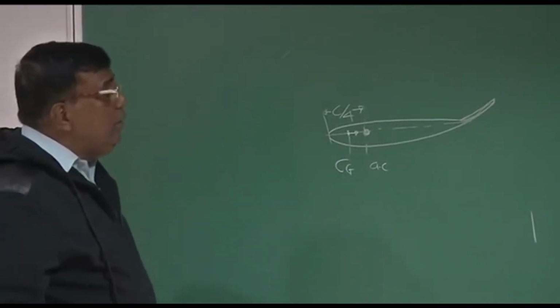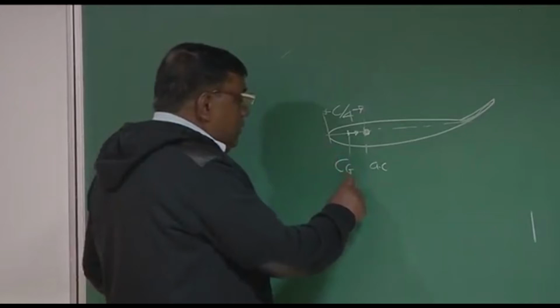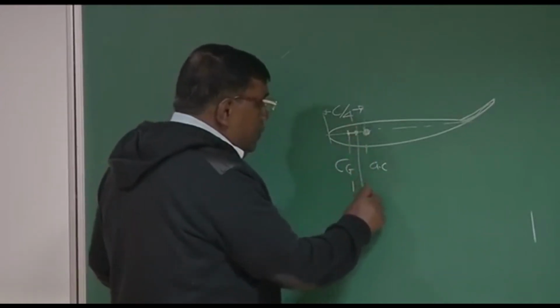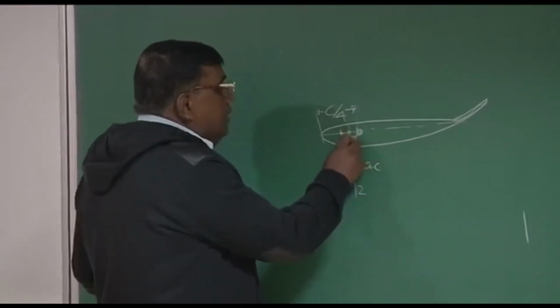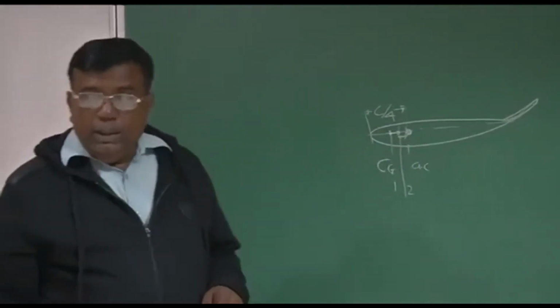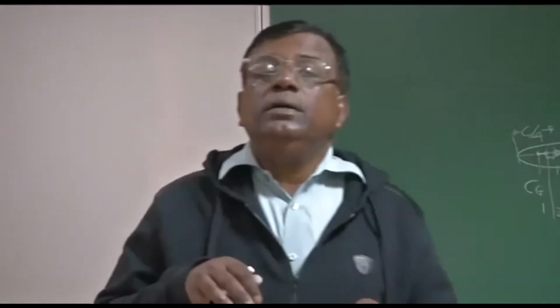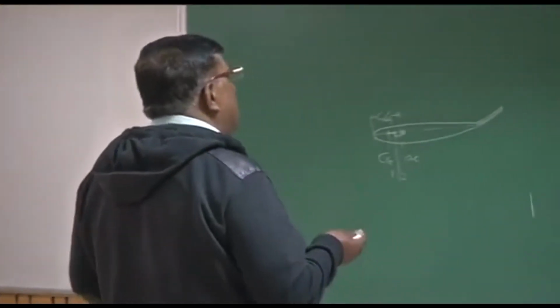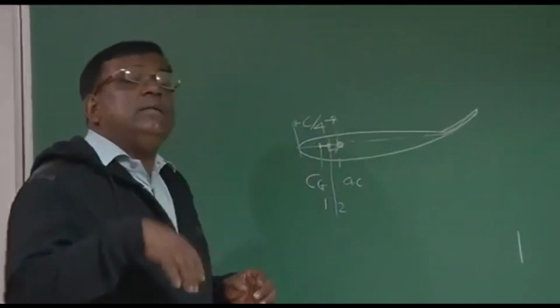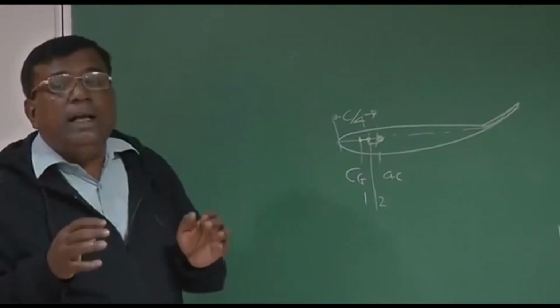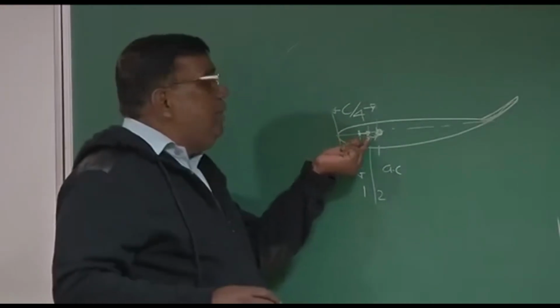What is the meaning of that? What will happen? If CG from station 1 comes to station 2, that means this moment arm has reduced. Okay? So the restoring moment magnitude will reduce, although the sign still remains negative. So we say it is still statically stable, although the degree of static stability has reduced, because this moment term has reduced.